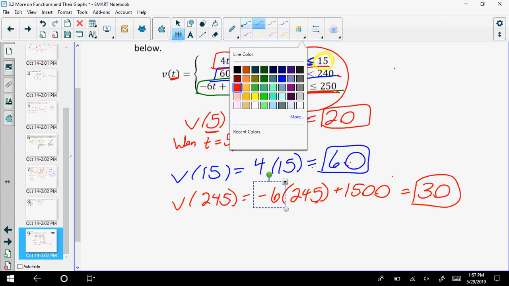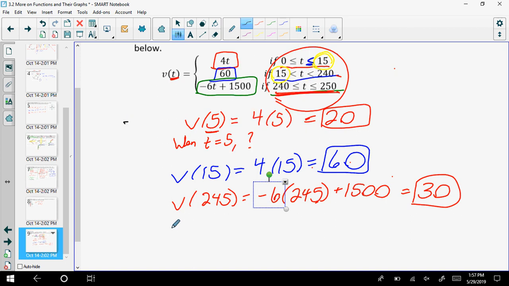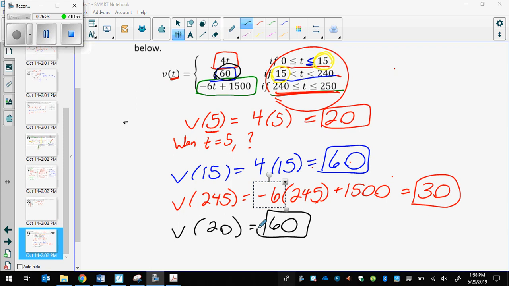Real quick, I want to add one in that's not in here. What if I would have asked for v of 20? So if we look, which interval does 20 fall into? It's the middle one. 20 is between 15 and 240. So I have to use the middle function. So 60, well, there's no t to plug my 20 into. How do I do that then? Well, that means the answer is always 60 for that one. There's nothing to plug into. And that's all there is to a piecewise function. You will always just use one of the pieces.